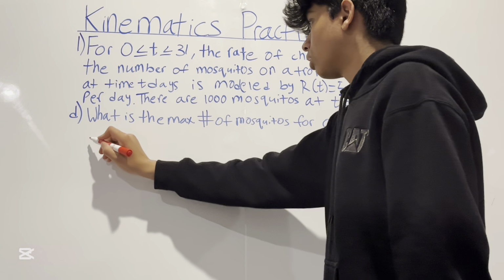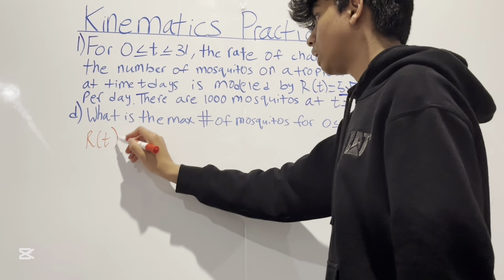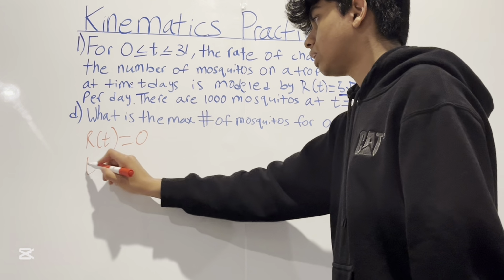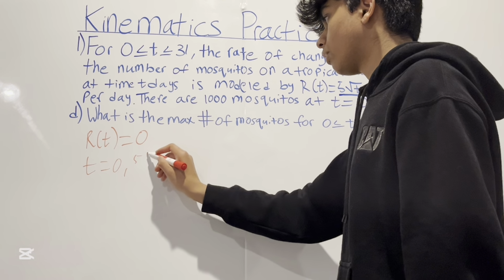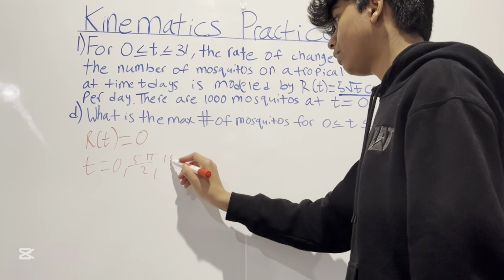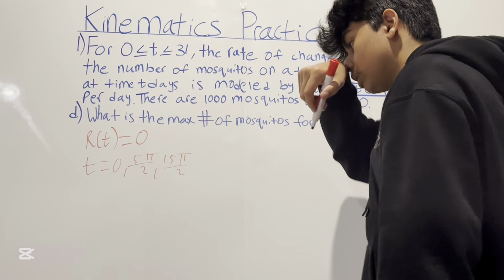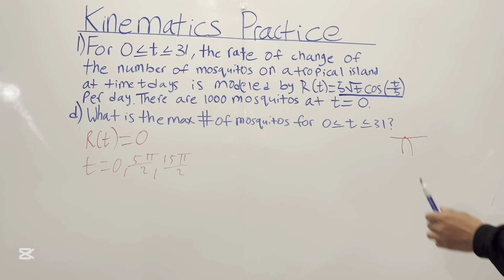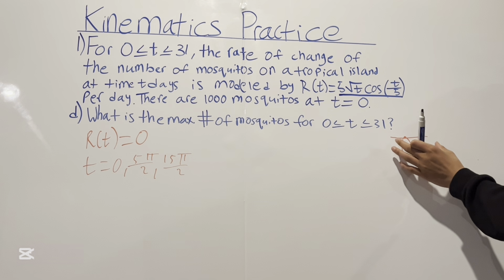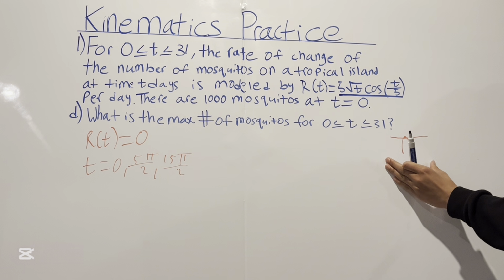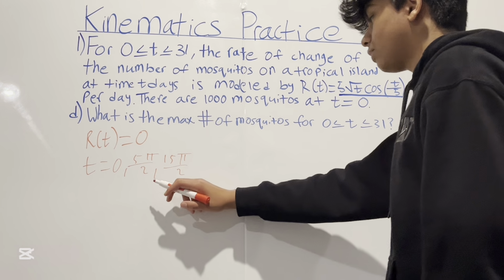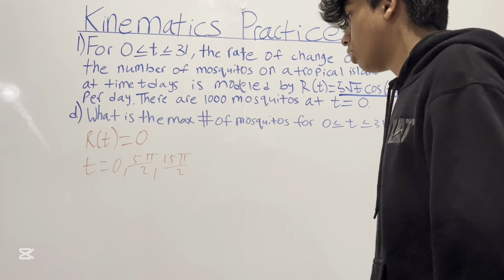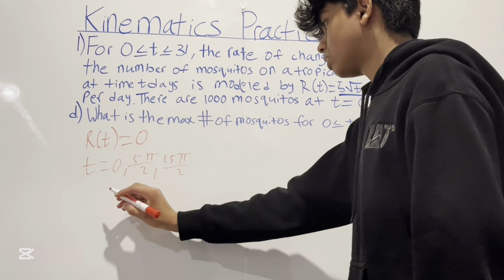So r of t equals 0. And if you plug this into your calculator, you should get the values t equals 0, 5 pi over 2, and 15 pi over 2. So this means that at these values, this function is going to equal 0, which means that there is a maximum or minimum point, wherever the slope is 0. So now, we're given these values, and we have to see how many mosquitoes there are in each of these time intervals.